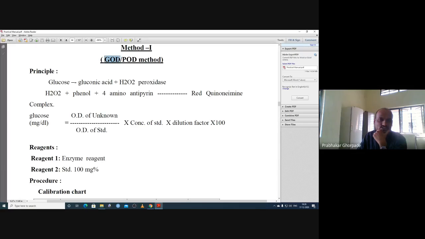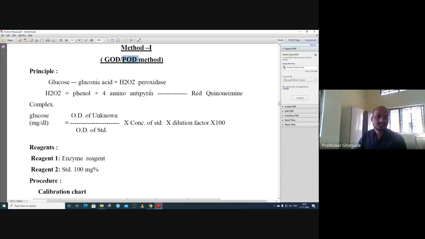Glucose oxidase. Let's talk about this portion. We have glucose present. When glucose oxidase acts here, the glucose gets converted into gluconic acid plus hydrogen peroxide, H2O2. Next, we take the H2O2 formed here and add phenol plus 4-aminoantipyrine in the presence of POD.